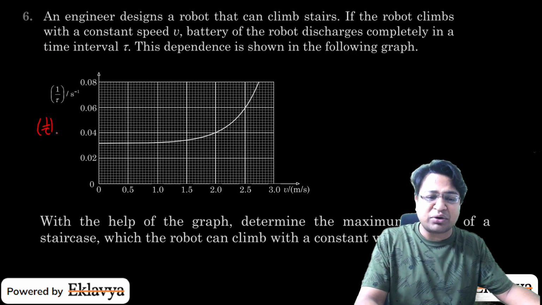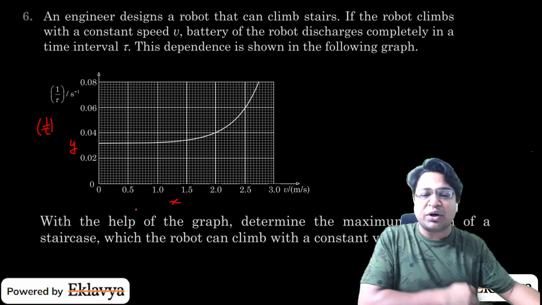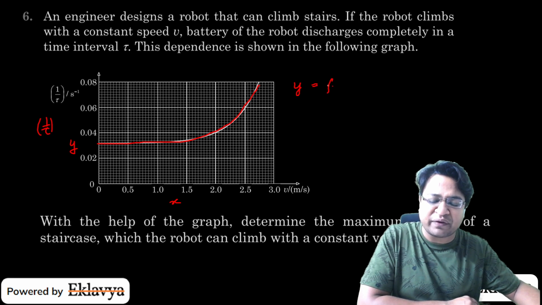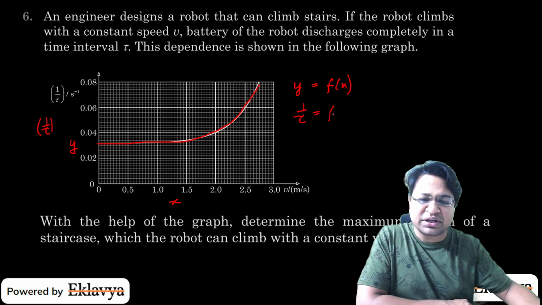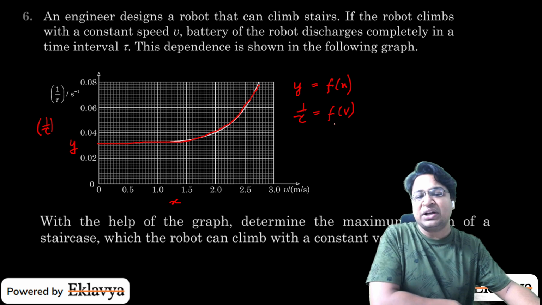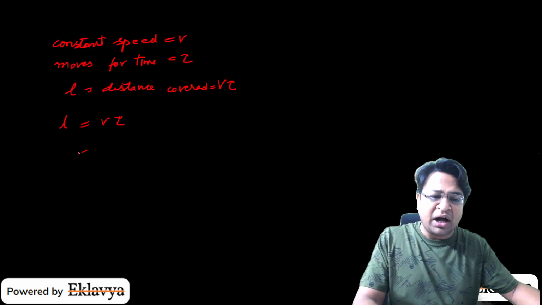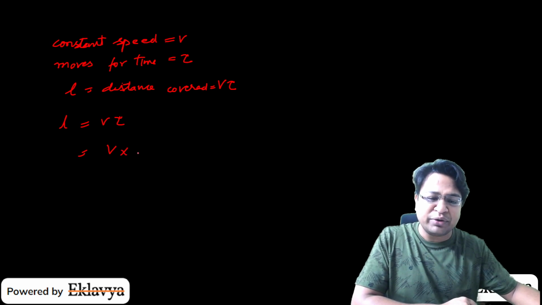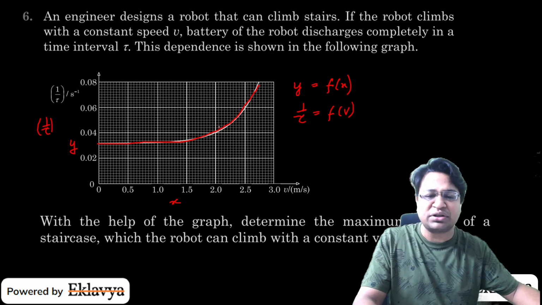Now coming back to this graph, if I consider this as the y-axis and this as the x-axis, let the equation of the curve that is given to us be y equal to f(x). Understand that y represents here 1 upon tau and x represents v. So we can say that 1 upon tau is a function of v. Now I can write the distance covered by the robot as v into tau, where tau can be replaced by 1 upon f(v), where f(v) represents the equation of this curve.